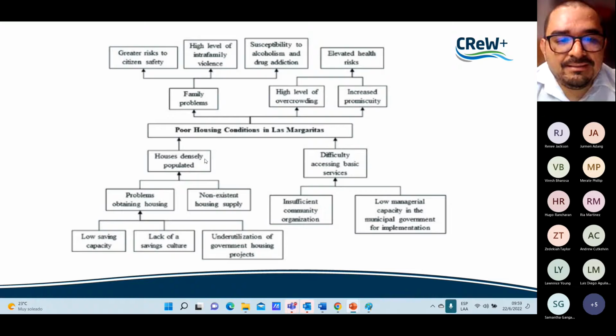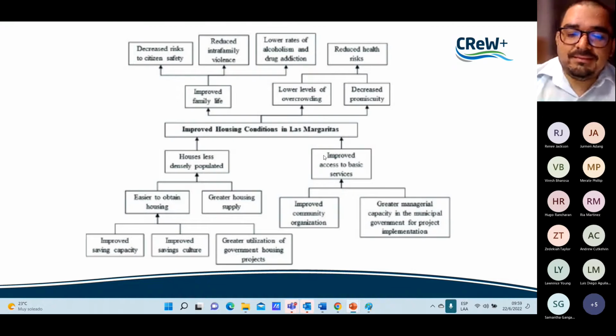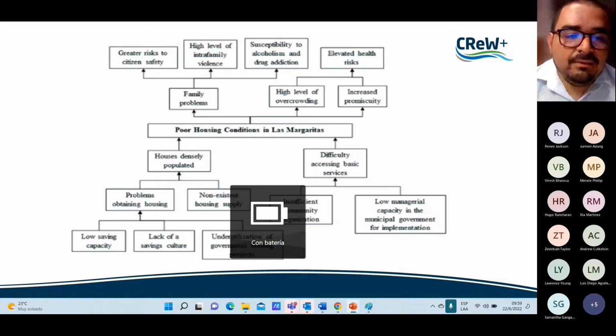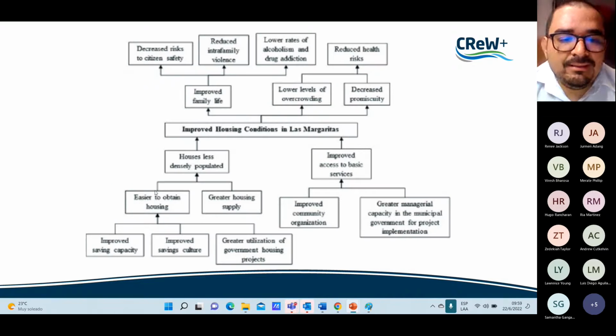Later, we have houses densely populated and difficulty accessing basic services. Now we have less densely populated areas and improved access to basic services. Back then, we have problems obtaining housing, non-existing housing supplies, insufficient community organization, and low managerial capacity. Now we have easier to obtain houses, greater housing supply, improved community organization, and great managerial capacity in the municipal government for project implementation.